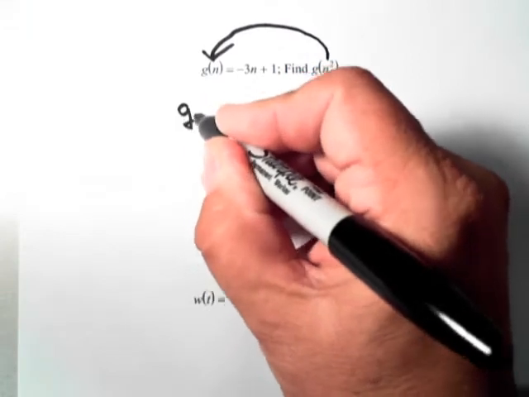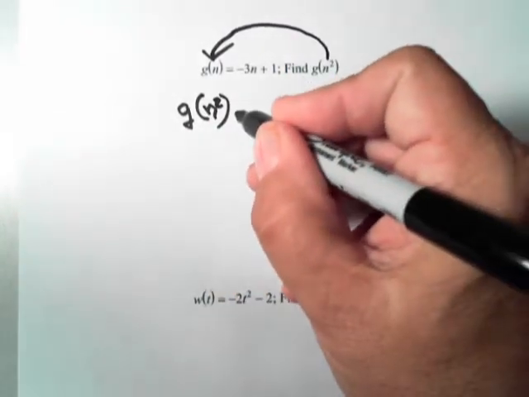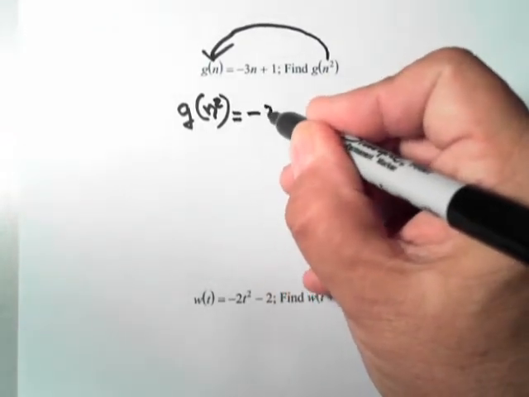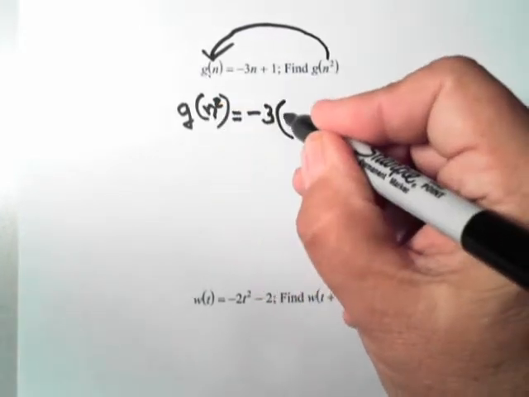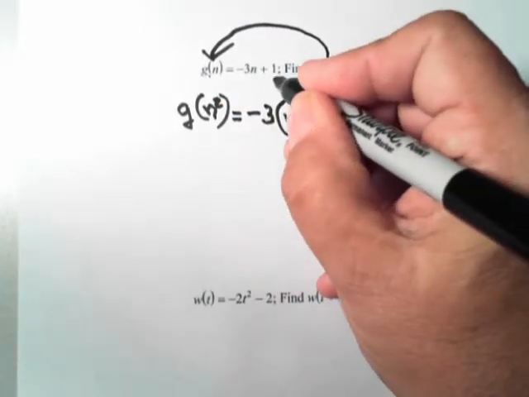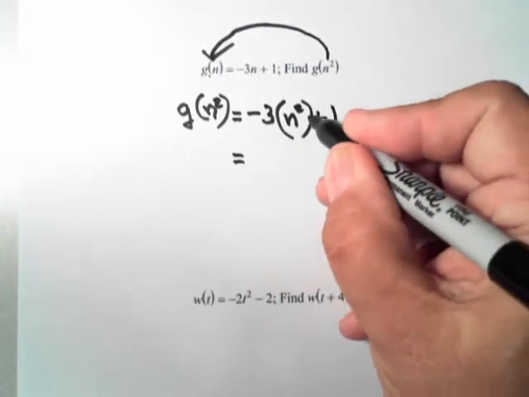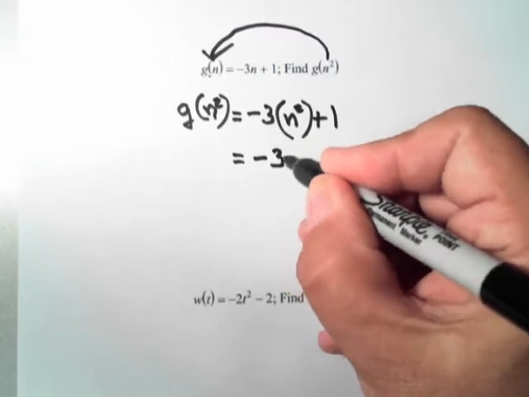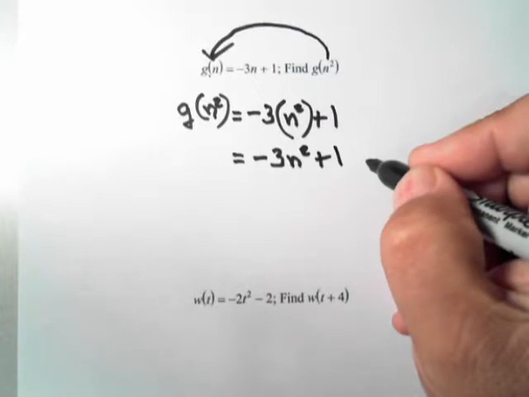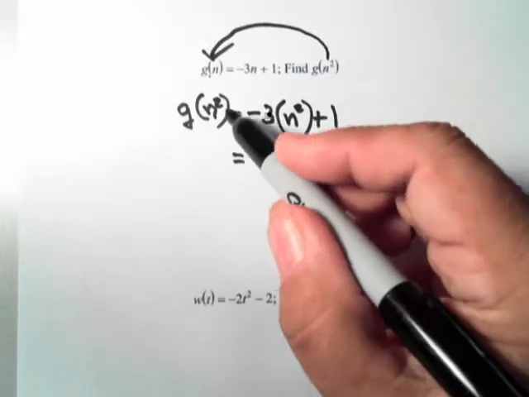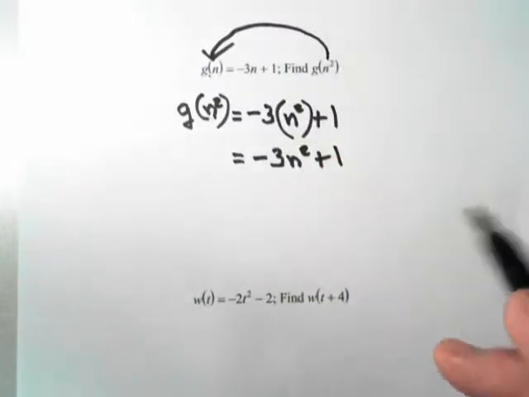So what I'm going to do is say now g of n squared, because that's what we want to do, equals negative 3. Now we're replacing the original n with n squared. All right, there it is, and then we're adding 1 to it. So here we go. Clean it up. We got negative 3n squared plus 1, and that's as far as we can go with this one. But we found g of n squared by replacing the original n with n squared.